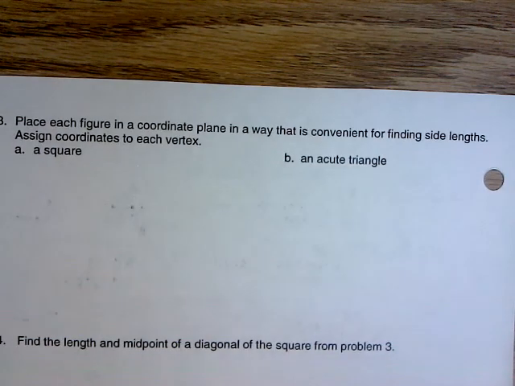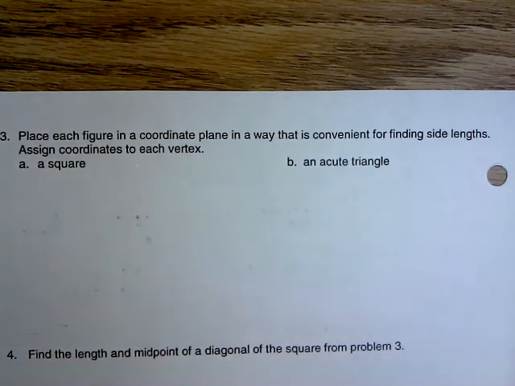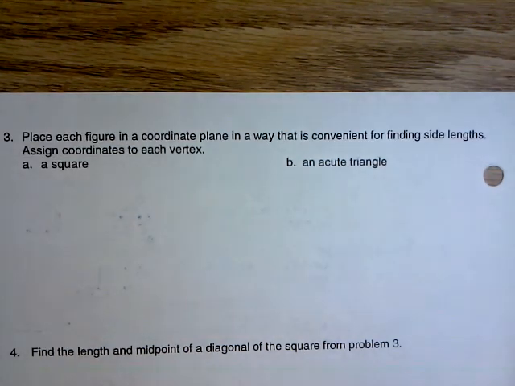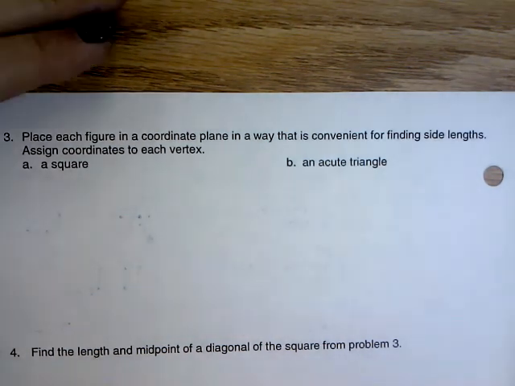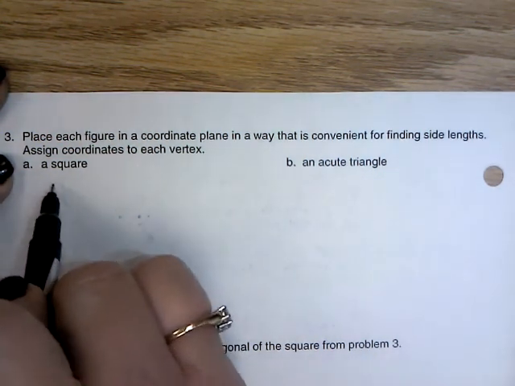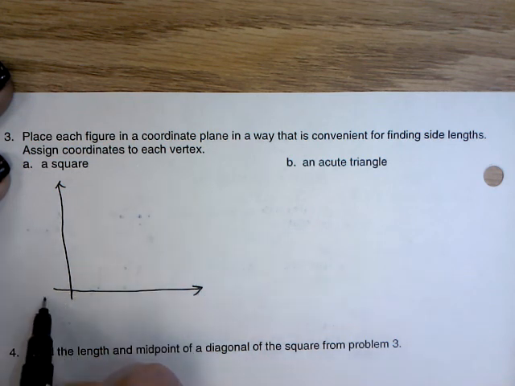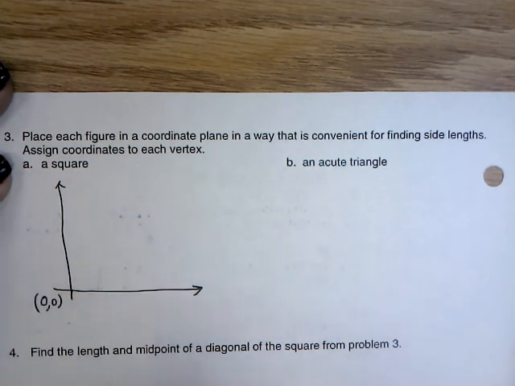All right, then let's talk about the coordinate proof. The coordinate proof is just kind of weird, so you've got to understand algebra is basically what happens with this coordinate proof. It says to place each figure on a coordinate plane in a way that is convenient for finding side length and assign coordinates to each vertex. So, when you talk about it being convenient, we want to use as much zero power as possible.